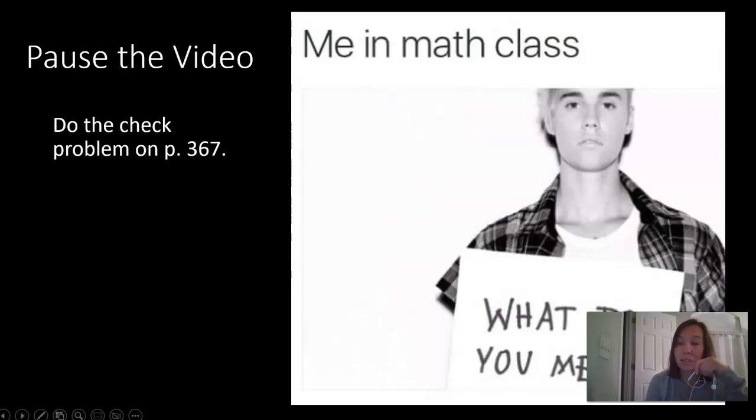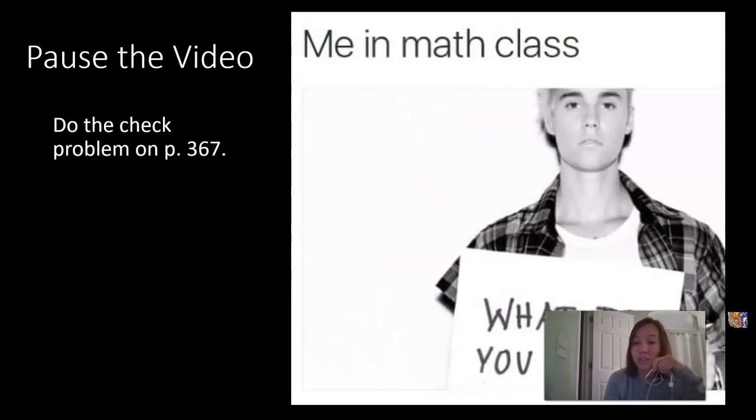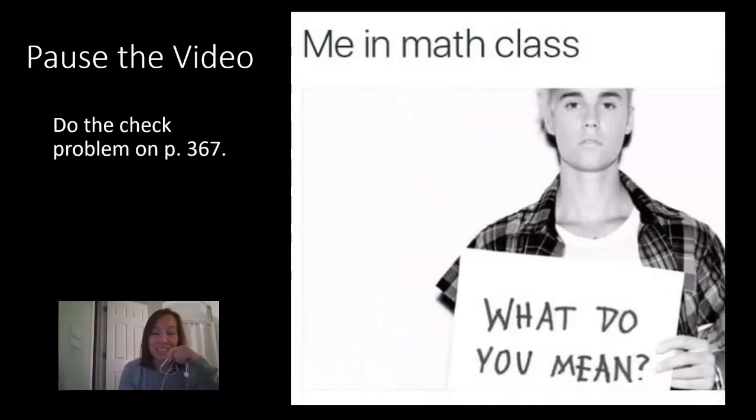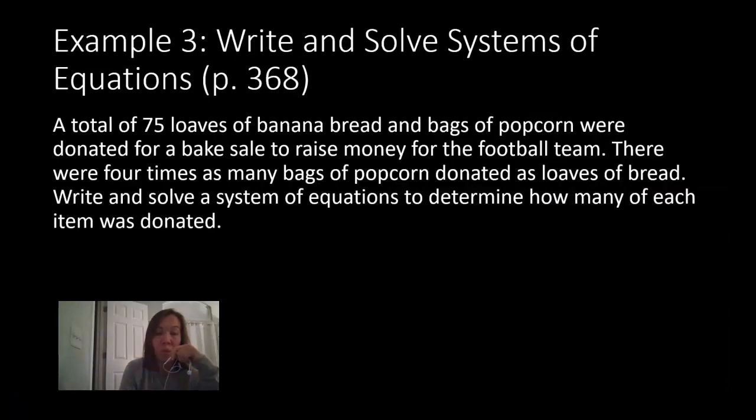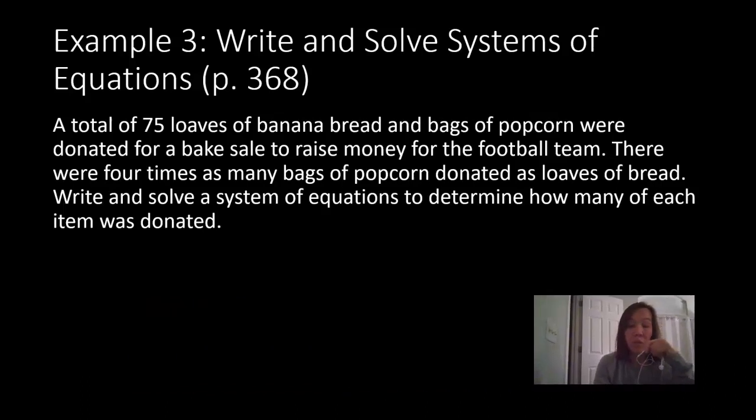If that makes sense. So you guys try this one. See if you can write the equation and solve that system. And then let's look at one more problem here. So you guys read this.